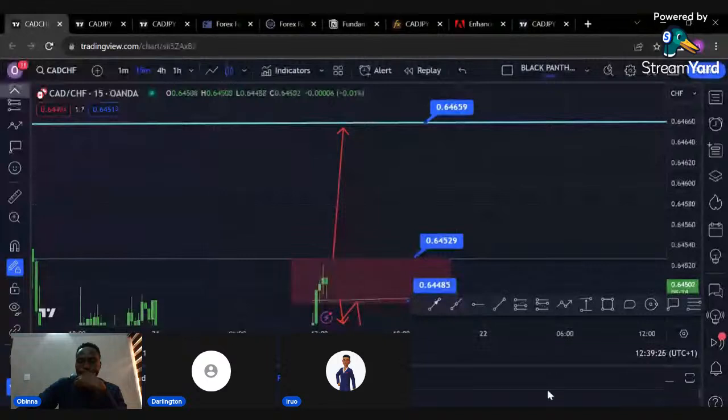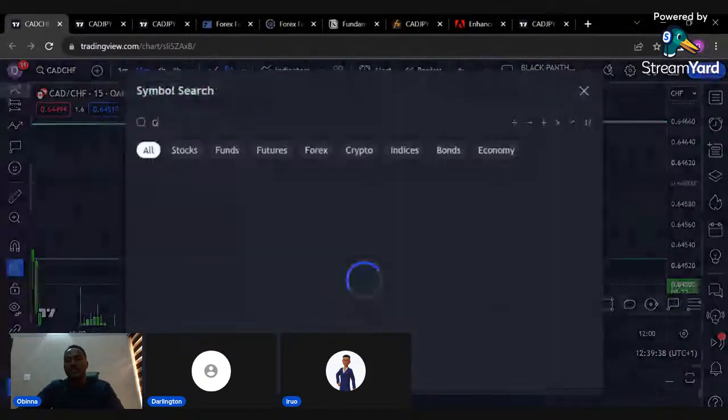For the GBPUSD, please can you walk me through why we identify that place as the new higher low? Which pair? GBPUSD.